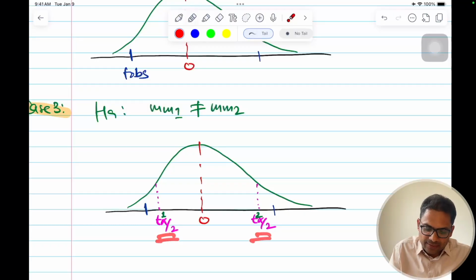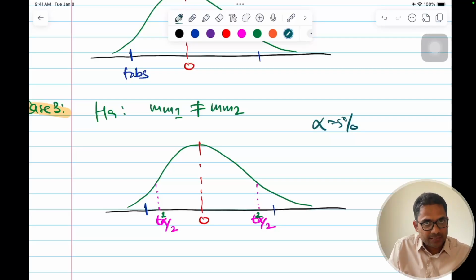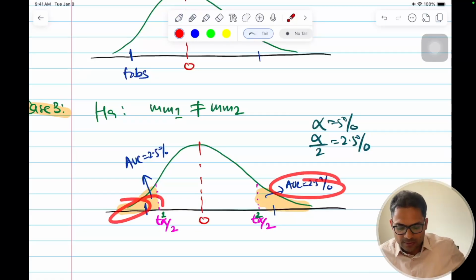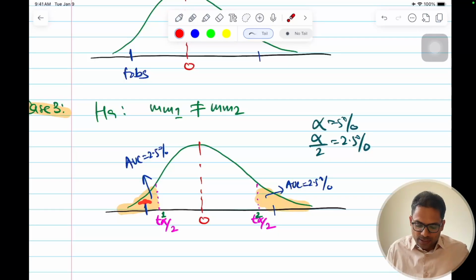So I'll divide my significance level. For example, if my significance level alpha is equal to 5%, and assuming the curve for this distribution is symmetric, which the t distribution is, I'll divide this into the two sides. I'll make it alpha by 2, that is 2.5% on both sides. So 2.5% here and 2.5% here. The area under the curve will be 2.5% on each side. I divide my significance level equally on the two sides if the distribution is symmetric, and now I will measure my t observed.